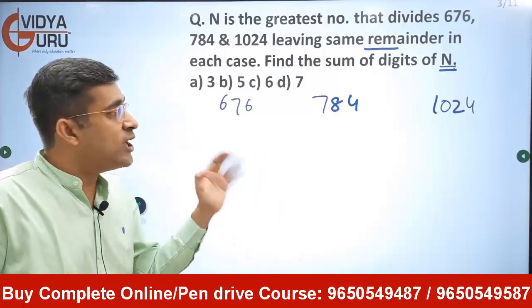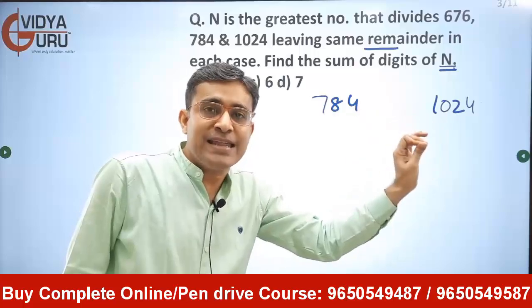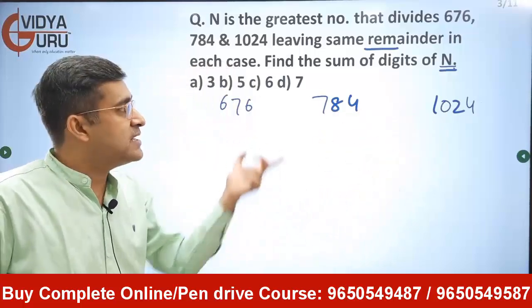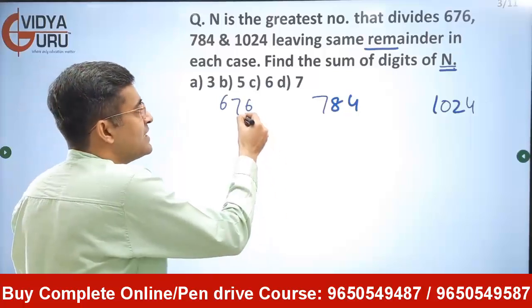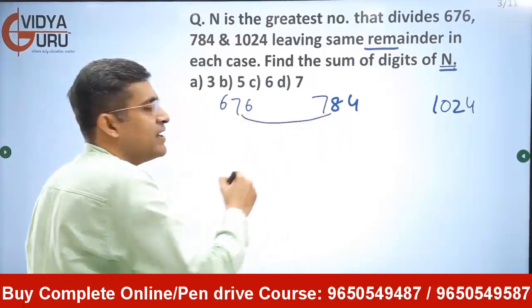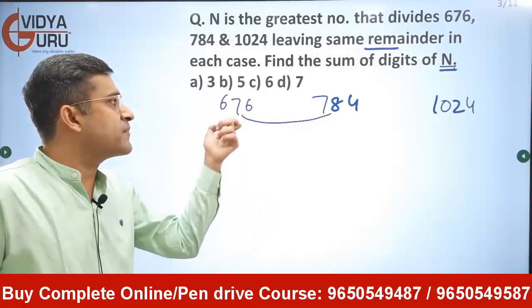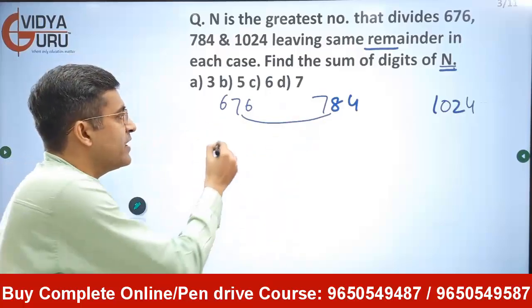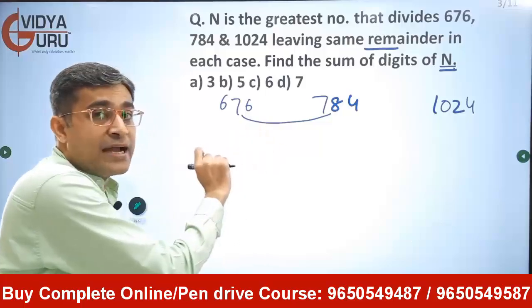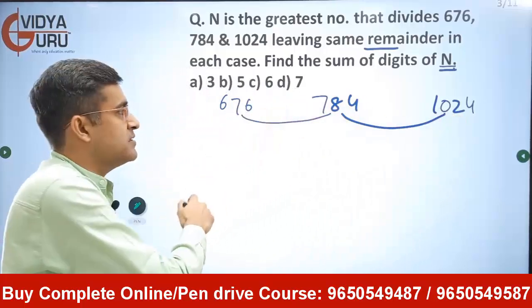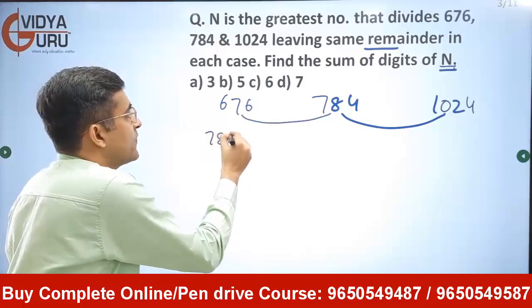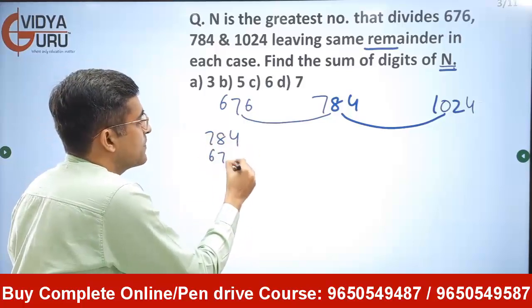What we have to do is look at the gap, the difference in these numbers. So what is the difference between 676 and 784? Very simply, I will subtract 676 from 784. Sure. So we will look at the difference that is there between these numbers. So 784 and 676 I'm subtracting.